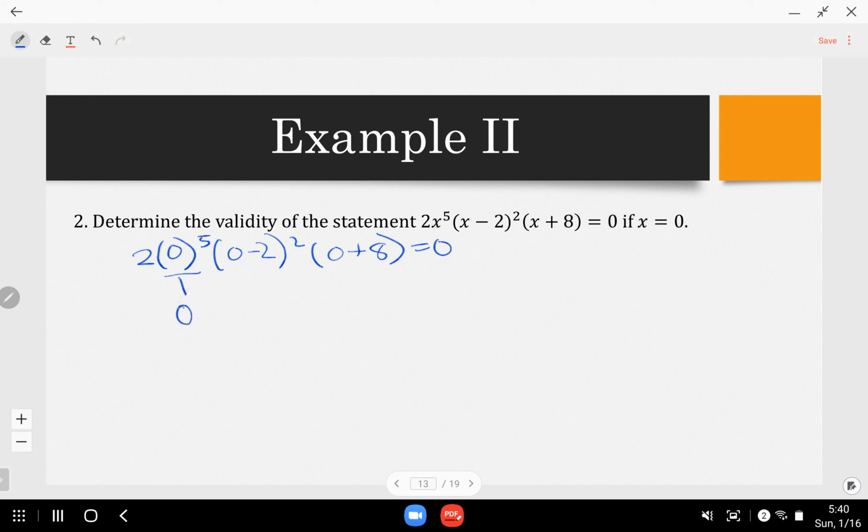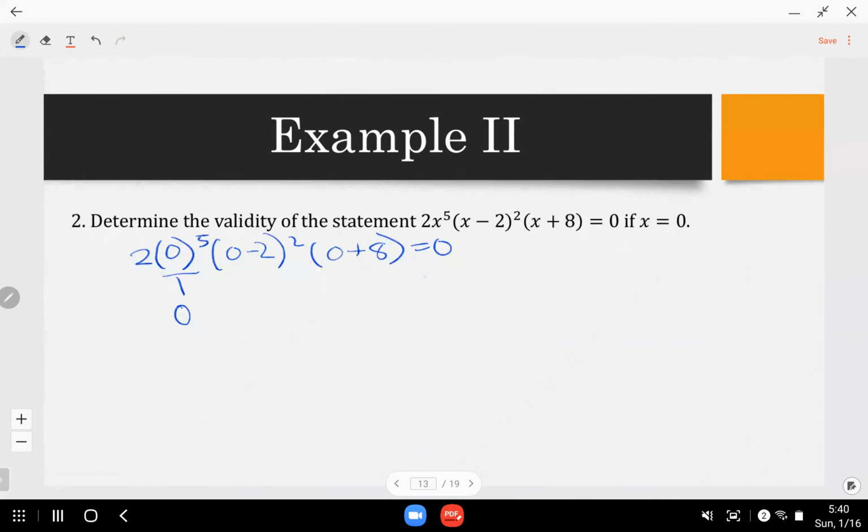And we know that anything times 0 is going to be 0. So here, it's going to be true, all right? It's going to be true. Anything multiplied by 0 is going to be 0. So it's always true, no matter if this was x, no matter if this was x minus 100. I don't care, because it's multiplied by 0, right? Anything multiplied by 0 is going to be 0.